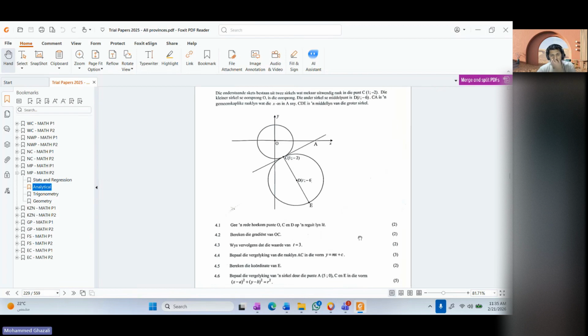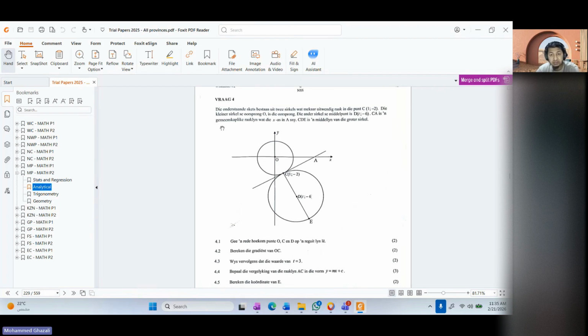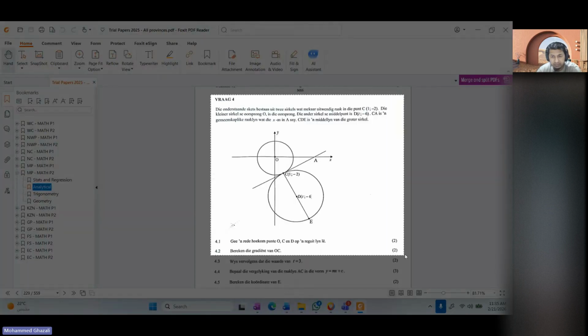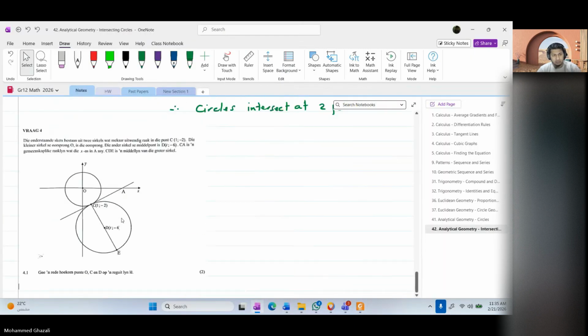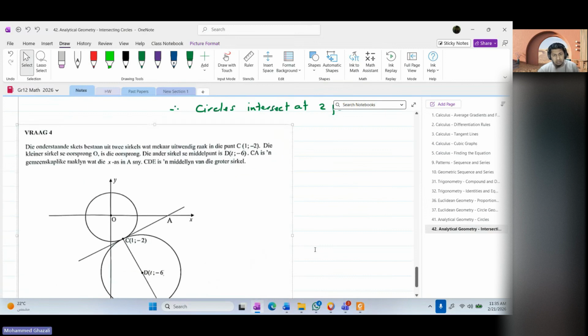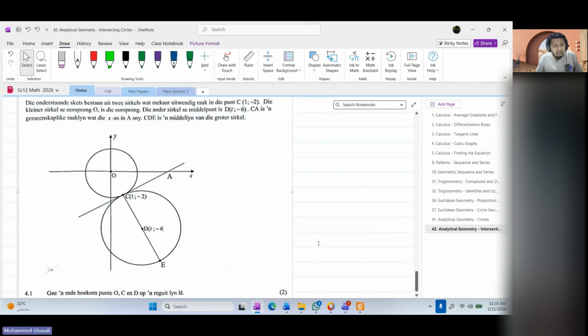Gradient of OC. I think we can answer this question. It's fine if it's in Afrikaans. Try to make sense of it, right? No issues. Vishwa, do you know what they're asking us for? The first question, give the radius. Isn't this asking for the radius? I think it says give a reason why points O, C, and D lie on a straight line.